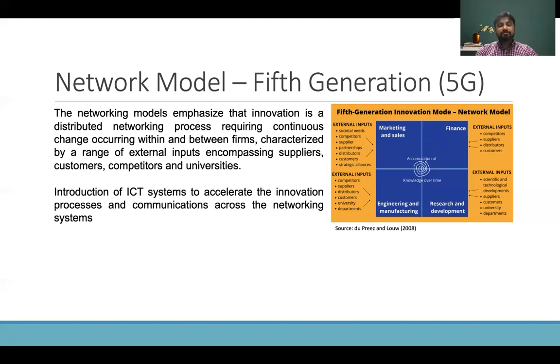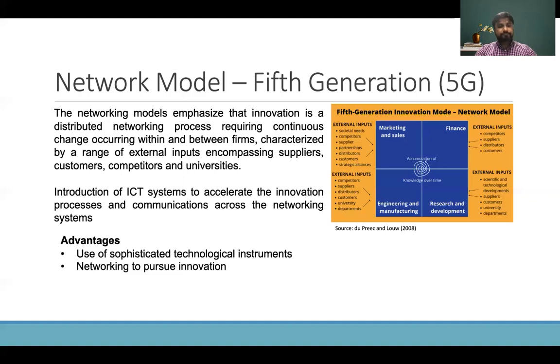It emphasizes gaining flexibility and accelerating the development phase. The network model emphasizes that innovation is a distributed network process, which requires continuous change across and within the firms and between the firms, which is characterized by a range of external inputs, including suppliers, customers, competitors, and universities. Another novel feature is that they include ICT systems to accelerate the innovation process and communication across the networks.